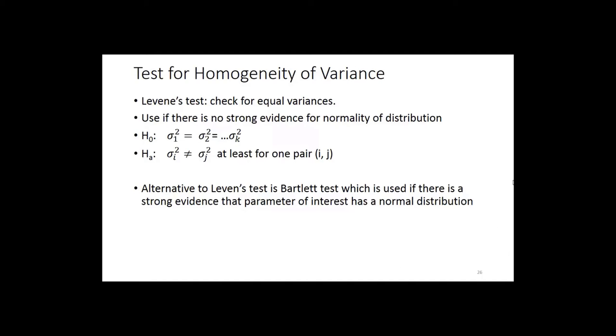So any significant result, which is a very small p-value of this test, indicates that the variances are significantly different. And this is one of the cases where ANOVA is not a valid test. Another test available in JMP is the Bartlett test, which is used when there's strong evidence that the parameter estimate, the response we are looking at, has a normal distribution.